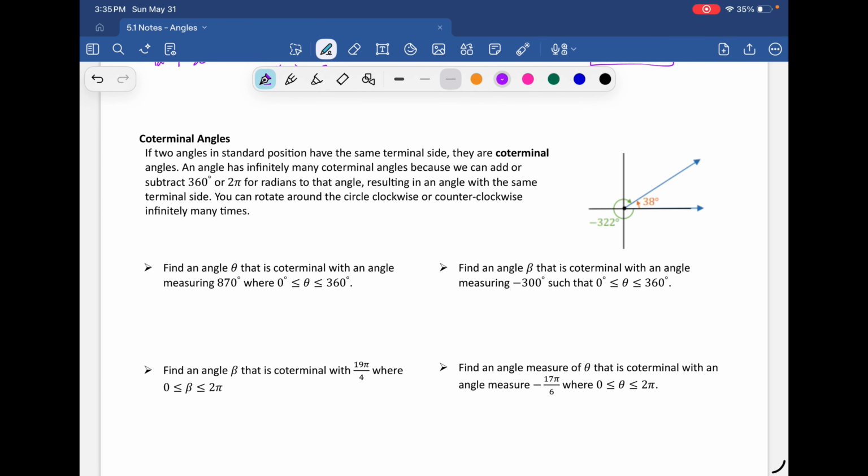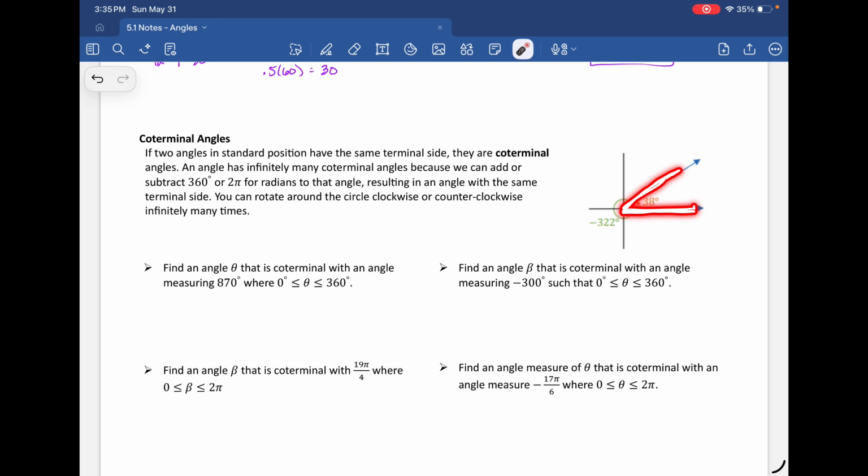Moving right along, now we're getting into something called a coterminal angle. So I want you to remember that an angle in standard position has an initial side on the positive x-axis and a terminal side that shows the rotation. If all I have is this, without any rotation, this could mean a whole bunch of different things. It could mean 38 degrees. Great. But what if I rotated the other direction? Now it represents negative 322.